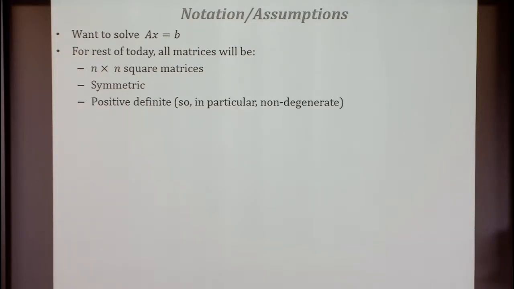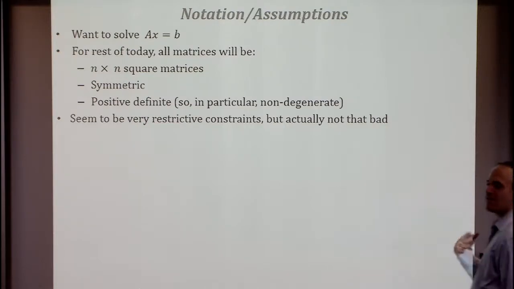All my matrices will be symmetric and positive definite, and so in particular, non-degenerate. Now this one seems like a fairly restrictive constraint, but it's really not that bad. Not all matrices are positive definite, and not all of them are symmetric.